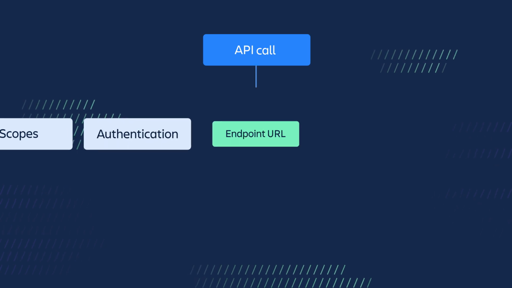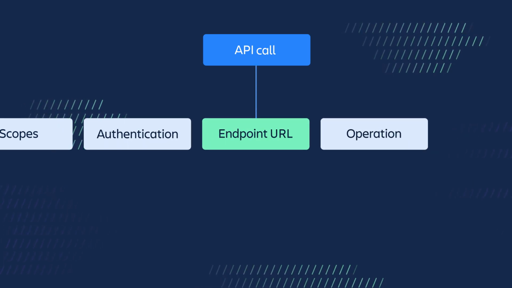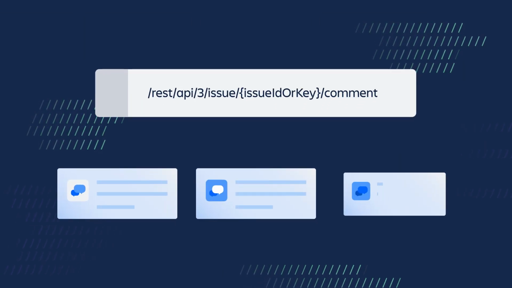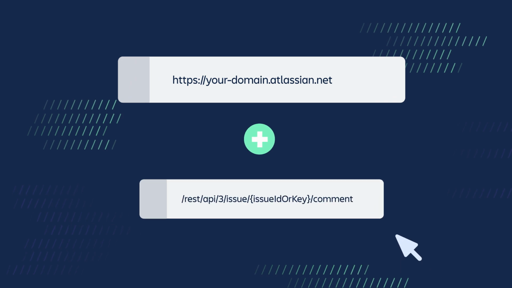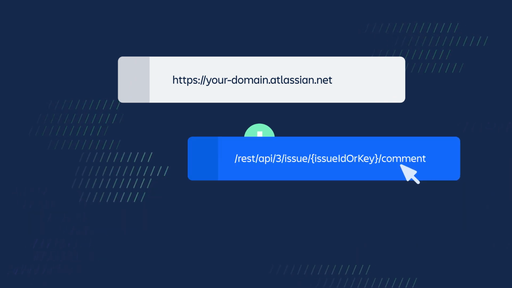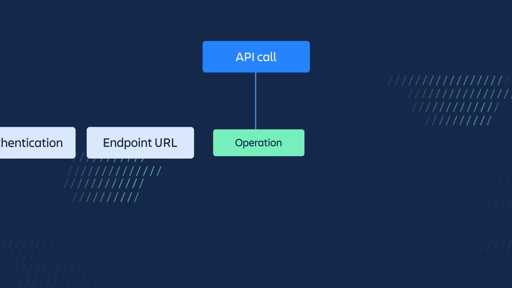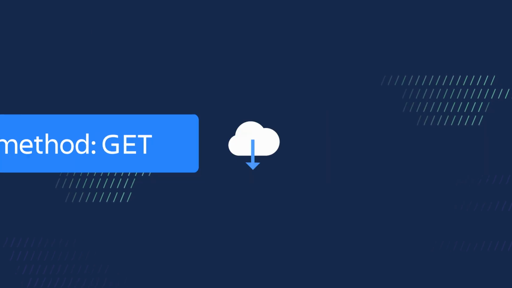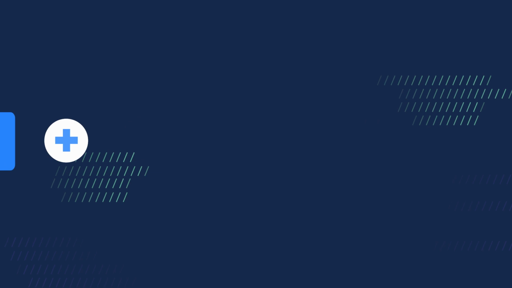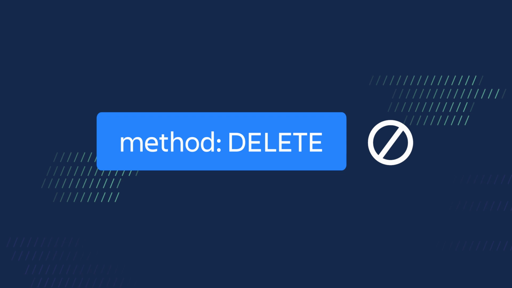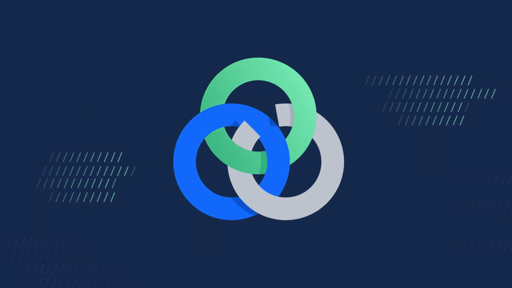The endpoint URL indicates which API response you want to access. For example, this endpoint accesses Jira issue comments. Forge builds this URL for you automatically, combining it with the base URL to form a complete request. Finally, you have the operation you want to take: get to retrieve data, post to create data, put to update data, and delete to delete data. Forge gives you methods to simplify all these operations, which you will see in a moment.